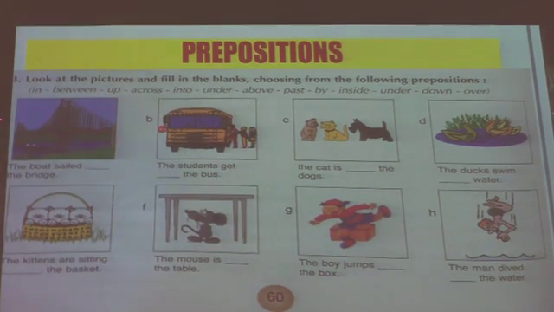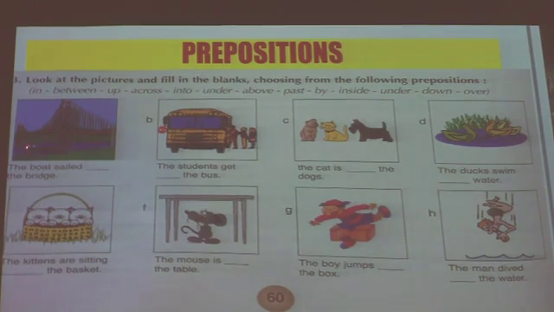So if you can see the first picture here, we have a river and a bridge and a little boat. Okay, so we have the boat sailed under the bridge. So the boat sailed under the bridge. Okay, because the bridge here is above the boat.